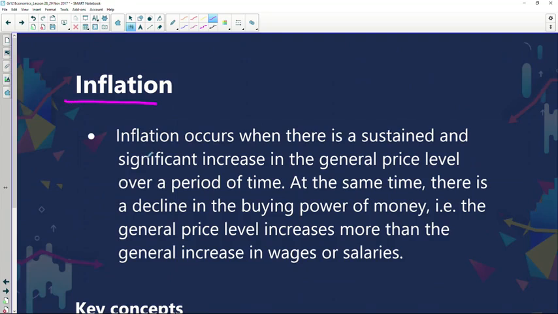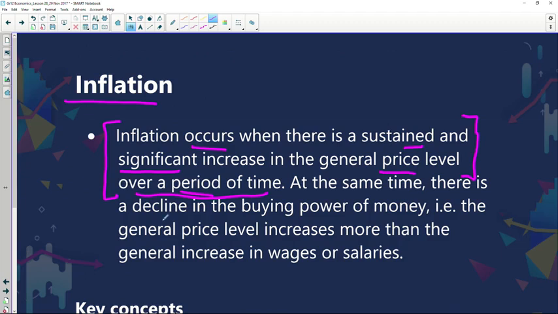We know that inflation occurs when there is a sustained and significant increase in general price levels over a period of time. So this is a definition of what inflation is. It has to happen within a specific period of time, but also it has to be a significant increase in the general price levels.